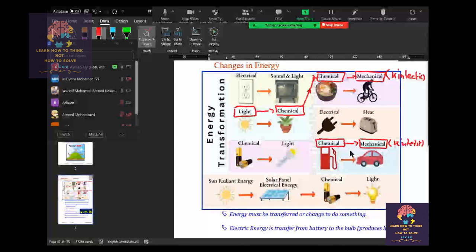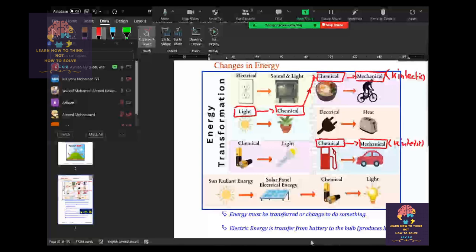Look, this is a very simple rule you must understand, all of you. Energy cannot be created or destroyed, but energy can be transferred from one phase to another. It's very, very important to understand and memorize. All of you, concentrate on this rule. Energy cannot be created nor destroyed, but it can be changed from one phase to another. This is the first important rule in physics.